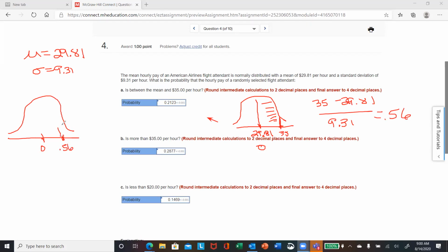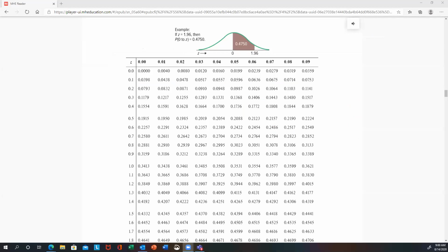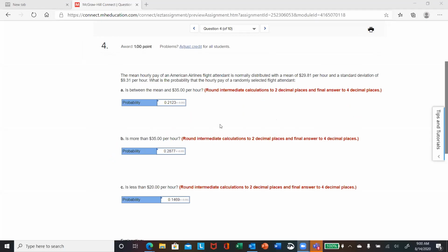And what's going to happen is, your table will give you that area. So if you look up 0.56, in our table, I go down and I find 0.5, and then there's 0.56 because that corresponds with the 0.06. Your answer should be 0.2123. Let's go back. I'll show you that that's what the answer is. You can see that there's your answer, 0.2123. That's essentially how it works.